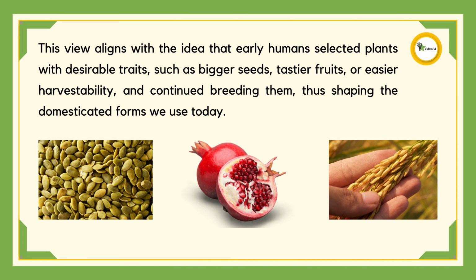This view aligns with the idea that early humans selected plants with desirable traits, such as bigger seeds, tastier fruits, or easier harvestability, and continued breeding them, thus shaping the domesticated forms we use today.